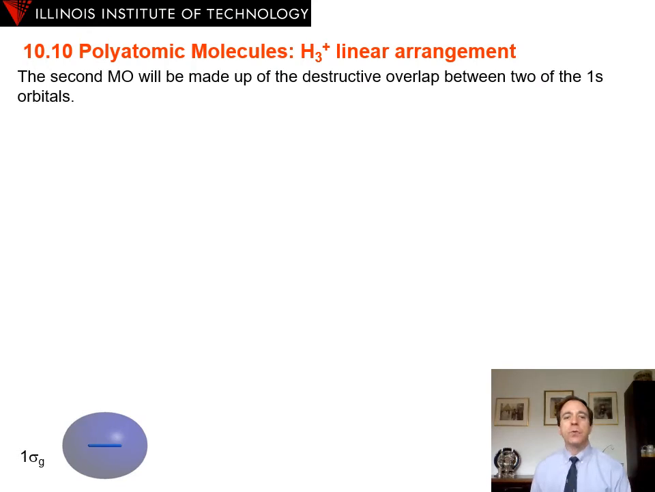For the second orbital, it's going to have to include some destructive overlap because we can't just add all 3 of them together. The next linear combination of atomic orbitals is going to involve some addition and subtraction of these orbitals. In this case, it turns out to be the hydrogen 1s on the A hydrogen minus the 1s on the C. So that is going to be destructive interference between those 2 orbitals.